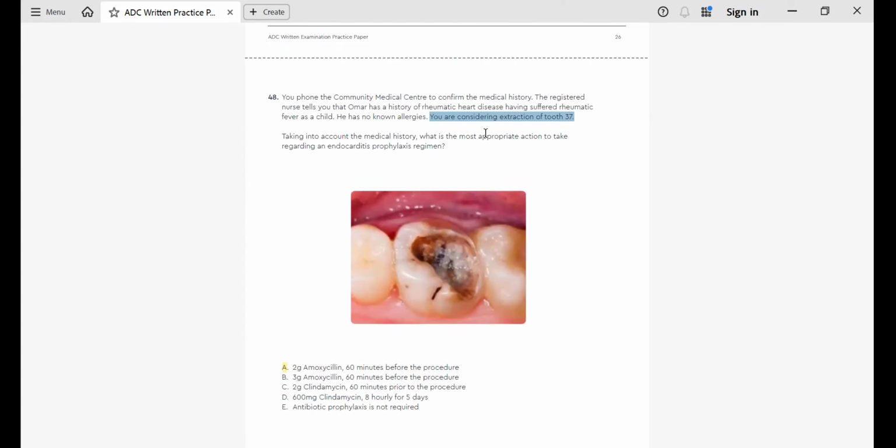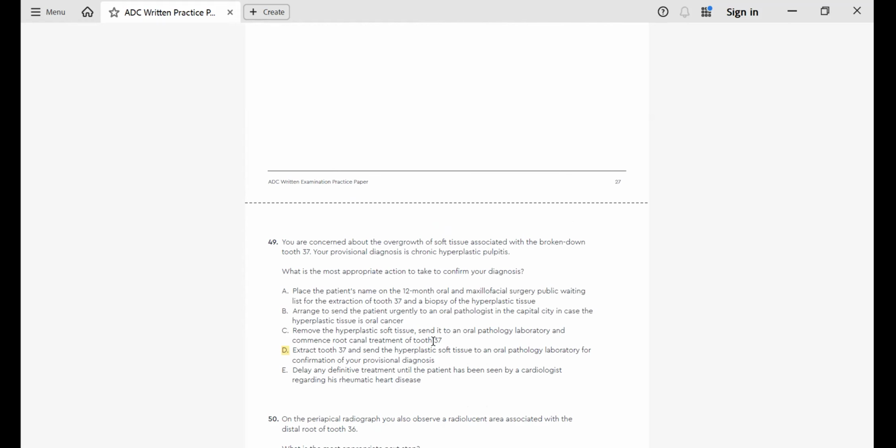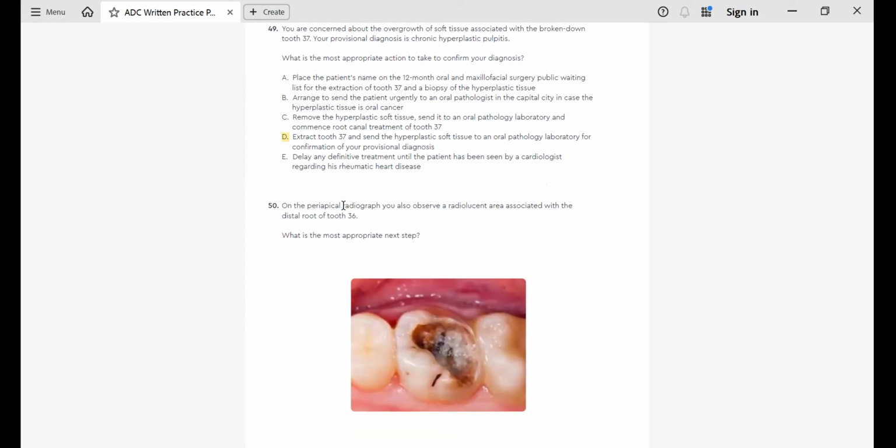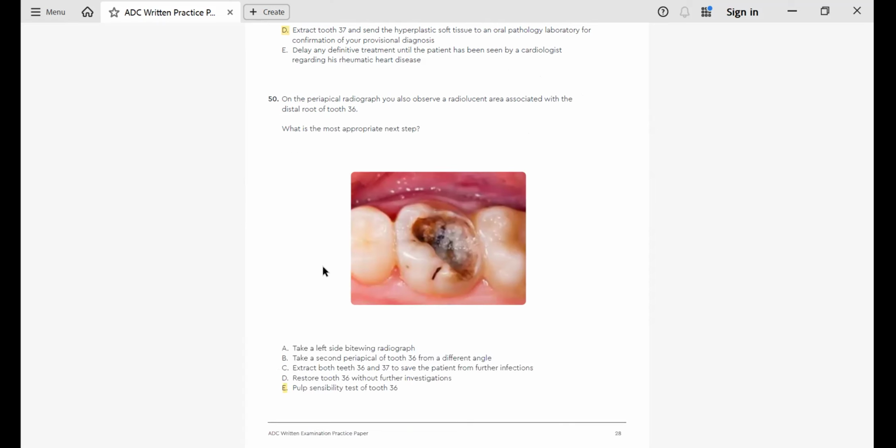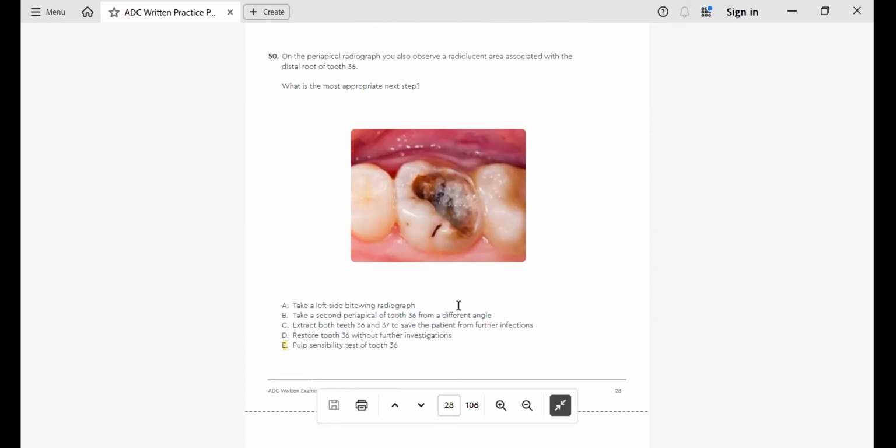Because it says that you're considering extraction of 237. Someone is asking me why not C? C says do the root canal treatment, right? You also observe a radiolucent lesion associated with the distal root of 236, pulp sensibility test of 236. All right.